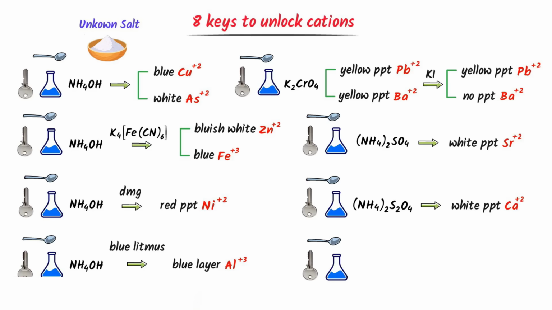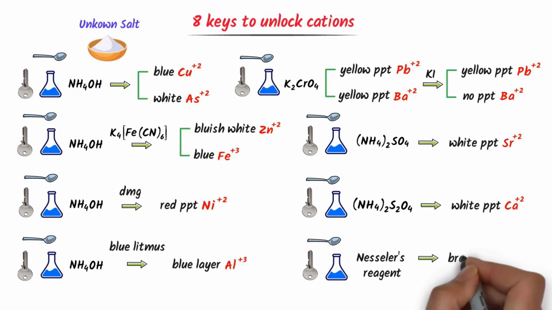Lastly, in the eighth key, I add Nessler's reagent. I get a brown precipitate. It shows the presence of ammonium ion. Hence, using these 8 keys, we can easily indicate the presence of any cation in an unknown salt. Therefore, using these overall 13 keys, we can easily crack any question of salt analysis. I hope that you have learned all about salt analysis.